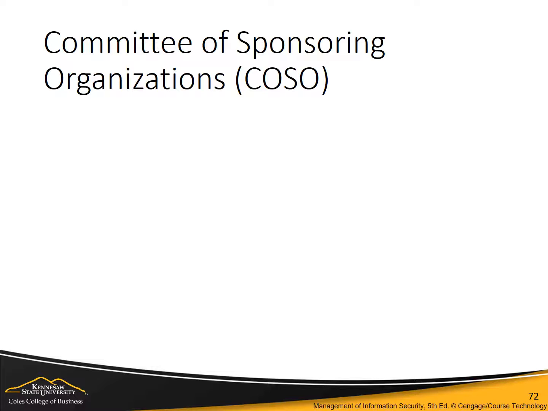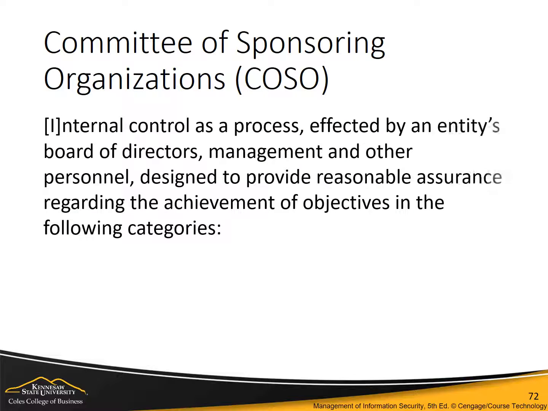Then we have the Committee of Sponsoring Organizations, or COSO. This is a U.S. private sector initiative formed in 1985. Its major objective is to identify the factors that cause fraudulent financial reporting and to make recommendations to reduce its incidence. It has established a common definition of internal controls, standards, and criteria, and it helps organizations comply with critical regulations like Sarbanes-Oxley.